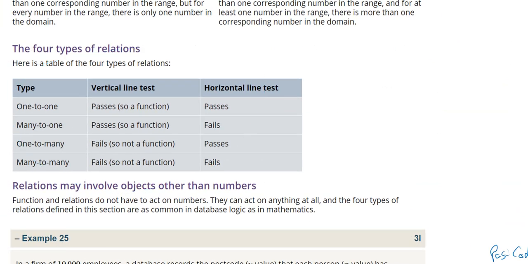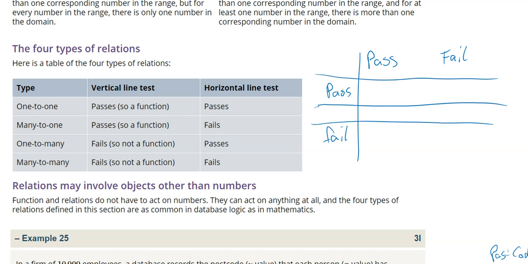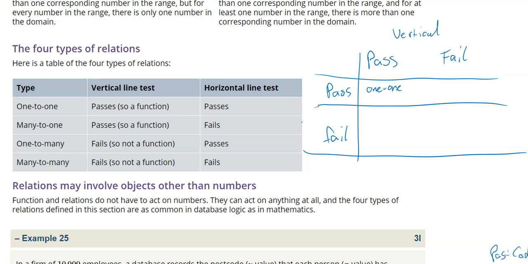like the opposite there, where if we have pass and fail and pass and fail, and I draw that up like so, then pass is obviously 1-to-1. And this is vertical line test, yeah, vertical and horizontal.